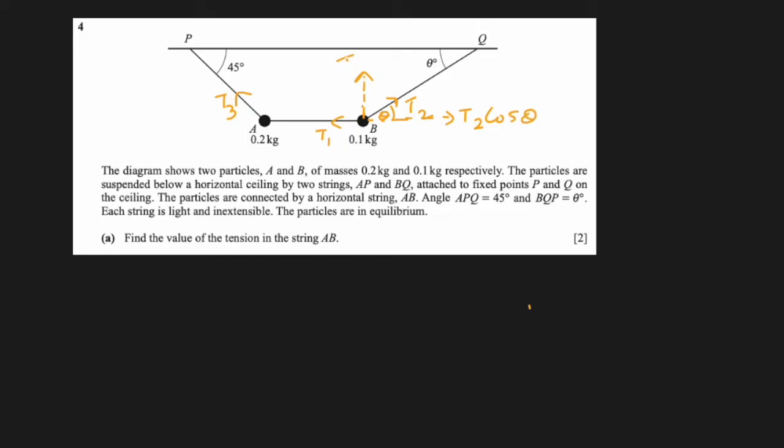This will be T2 sin theta. This similarly will be T3 sin 45 degrees, not theta, because this angle is 45 here. This will be T3 cos 45 degrees. Now there will be a force downwards for this, which will be 2 newtons, and a force downwards for this, which is 1 newton.